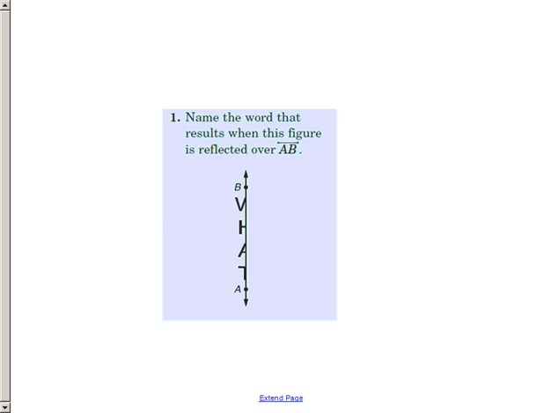So the first one is name the word that will result when this figure is reflected over line AB. So here's line AB. It's a vertical line. We're going to flip or reflect this half of a word to this side, and it's going to spell a word. So you need to name the word that it spells.